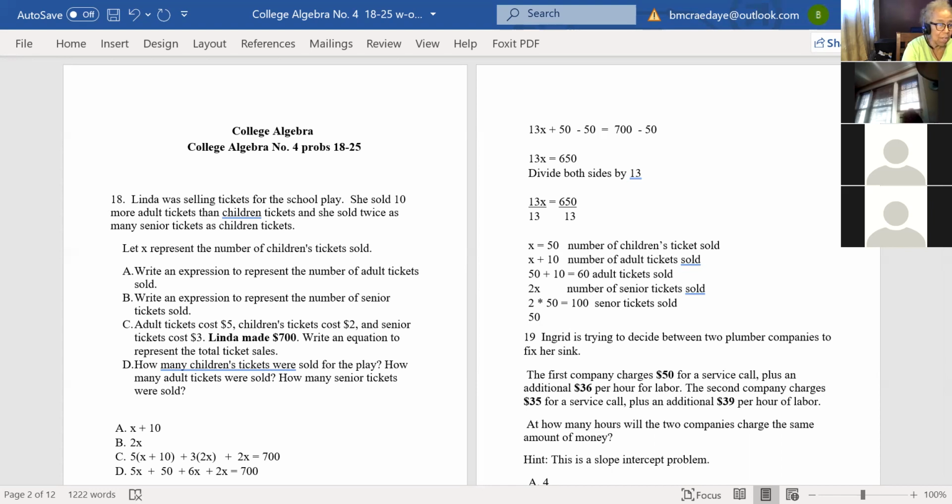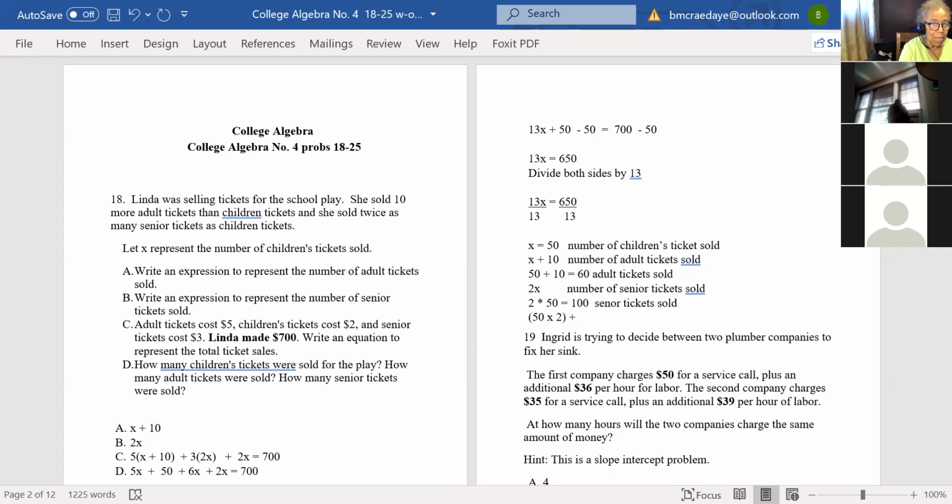And what did the children sell for? $2. So let's add it up, see if it comes out right. 50 times $2 is 100. That's the children, right? 50 times 2. That's the children.